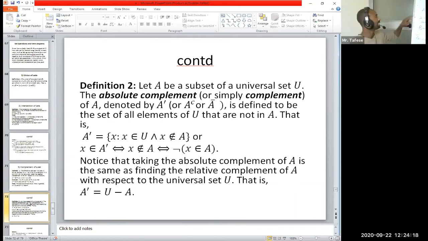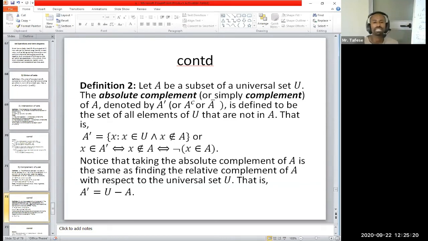A without B means the relative complement of B with respect to A, and A complement means the relative complement of A with respect to U. That means among the elements of U that are not found in A. Like before, A without B means among the elements of set A that are not found in B, and A complement means among the elements of set U, or the universal set, that are not found in A. So x is an element of A complement means x is not an element of A, among the elements of the universal set.